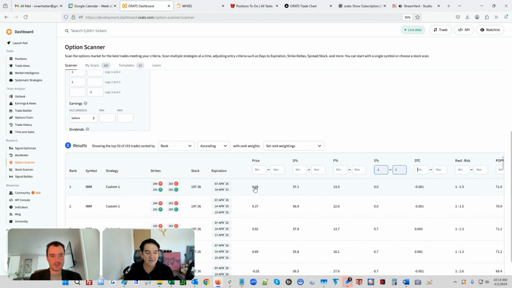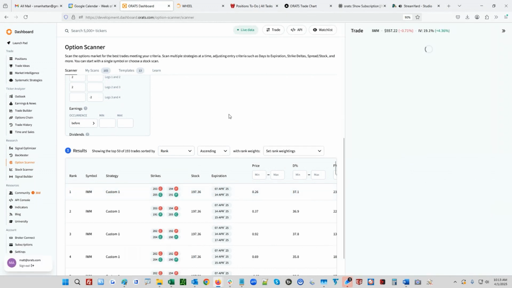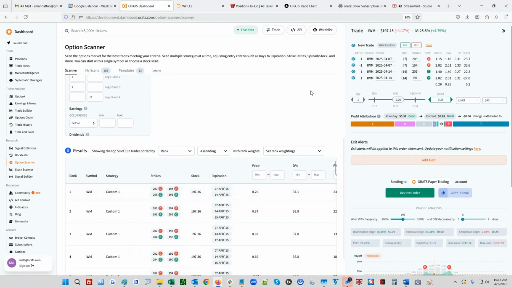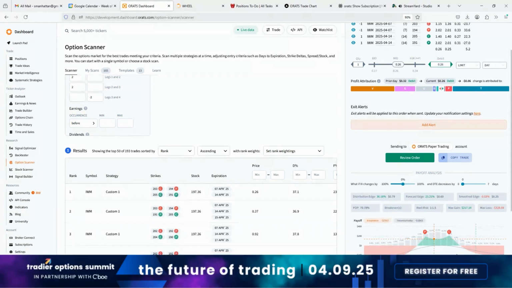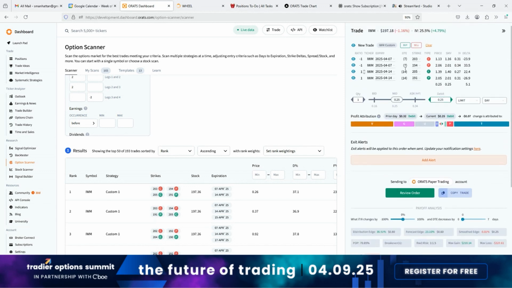All right, so this is kind of what I'm looking for. A low-priced double diagonal, not a lot of risk, and I'll show you what I mean by that. And so it kind of looks like this. The risk is out here. So if this totally tanks or totally goes up a lot, it goes through all the strikes, and then you're kind of stuck with the difference of the strikes.